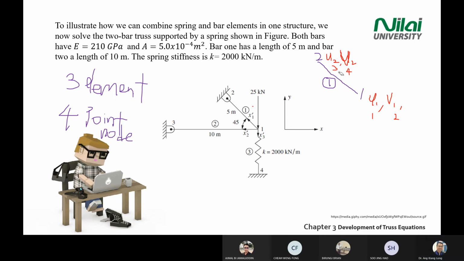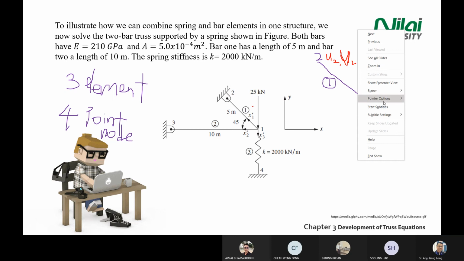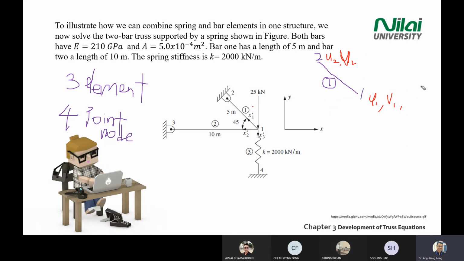Get it? This is how we count the displacement for element 1. If you're able to understand, there are 4 displacements for element 1. Do you guys agree? Okay.